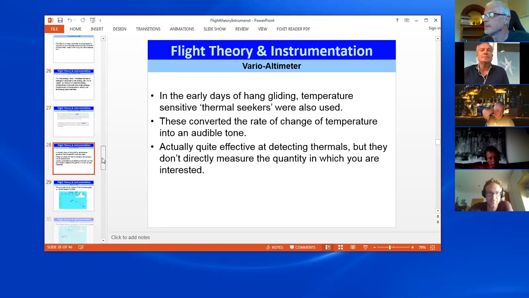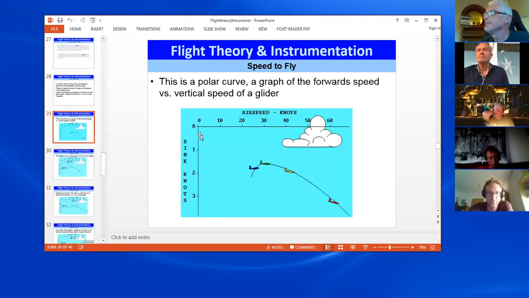Okay, so we're back to getting something slightly more chunky. Any questions so far before I do the next bit? If you do, just unmute yourself and ask. Brilliant. So, polar curves.